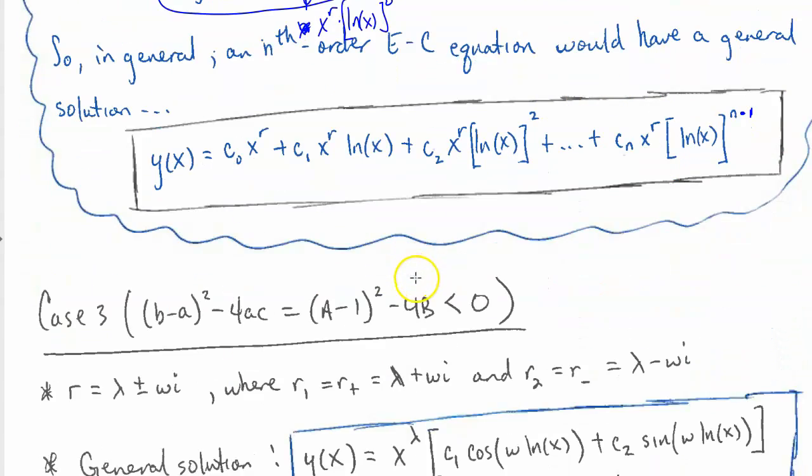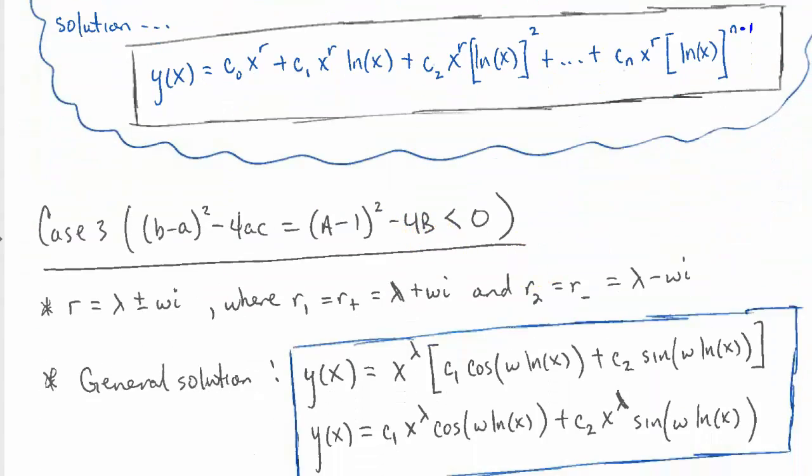All right, and of course for case 3, instead of having c1 cosine of omega x and sine of omega x, now we have cosine of the product of omega and natural log of x inside both the cosine and sine functions. Everything else is pretty much the same. All right, so let's get to doing some examples.